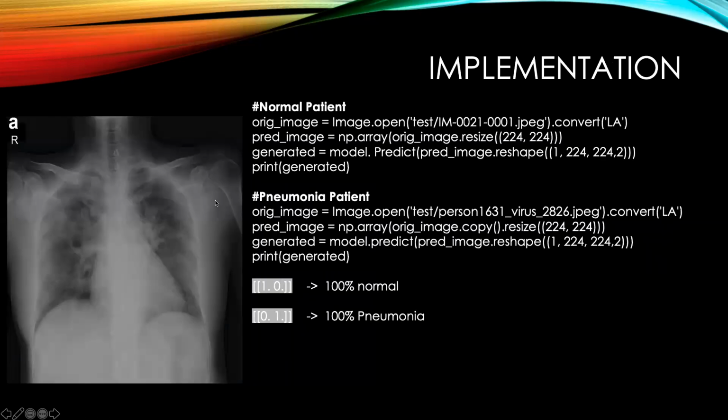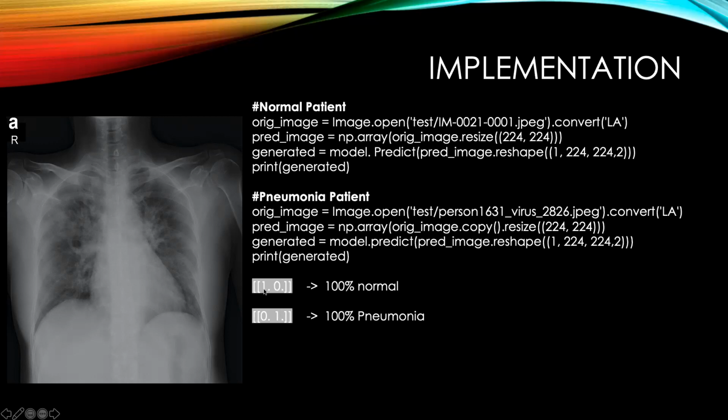So this is how I finally tested my model. I load my image and convert it to LA, which is 2-dimensional, because the image was 2-dimensional. I chose 2 images. One is a normal image, IM002, and I expect the model to predict that it's a normal image, and that is what I got.